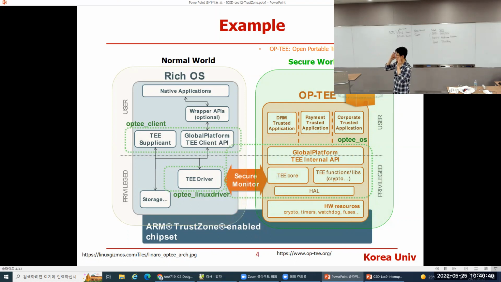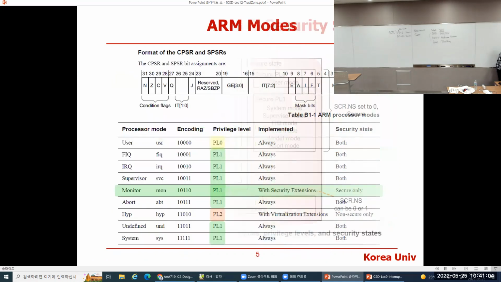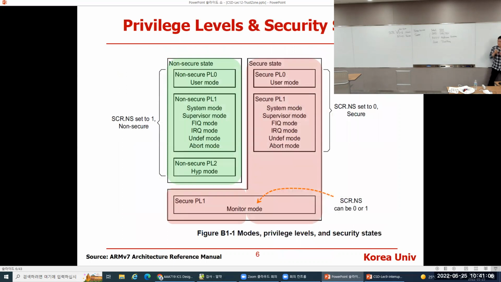So keep that in mind. You want to run a full software stack in normal world, and in secure world, you also run a full software stack. And the world switching should be done through this monitor. So before we talk in detail about this, think about privilege level and security state.